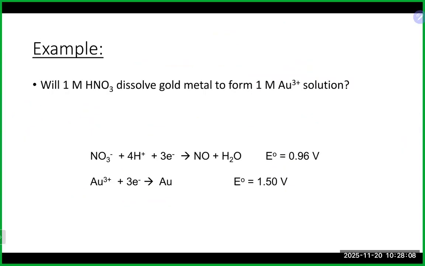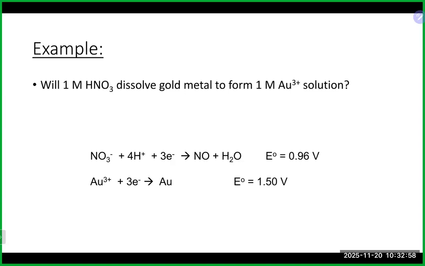All right, so why don't you do this one? Will 1 molar nitric acid dissolve gold metal to form some gold 3 ions? There's some of your SRP stuff on the bottom there. Okay, so let's take a look at it.